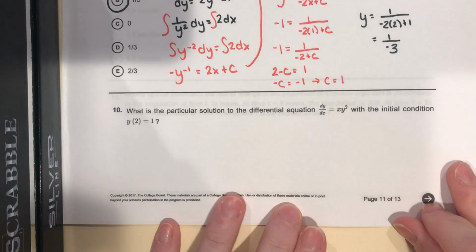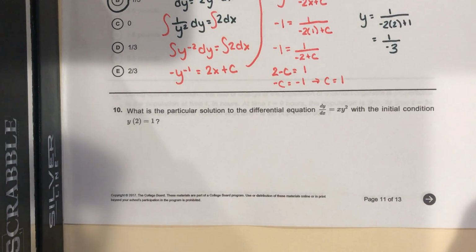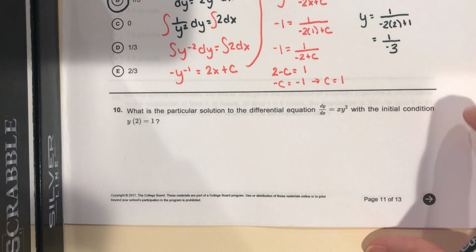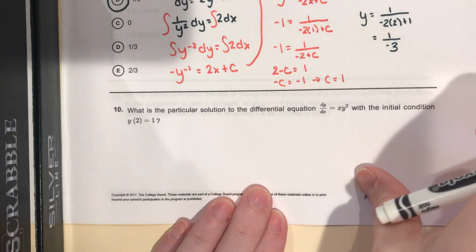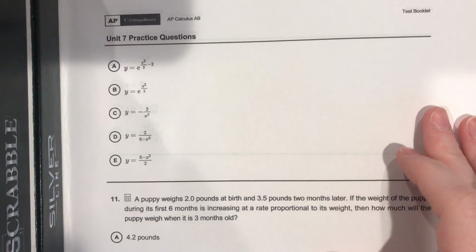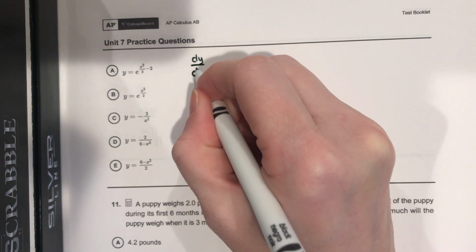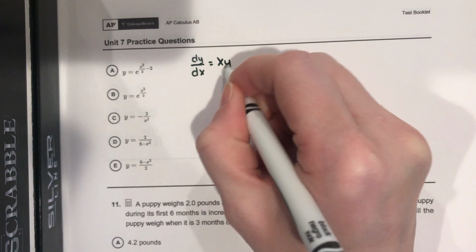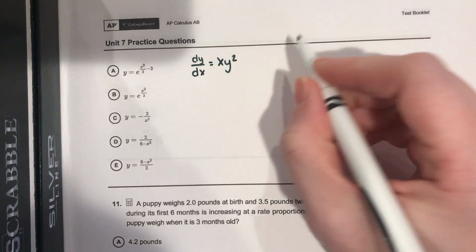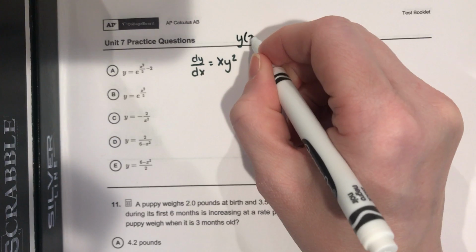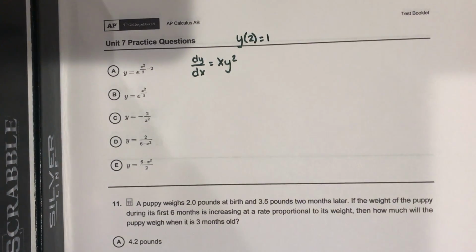Okay, number 10. What is the particular solution to the differential equation dy dx equals xy squared when the initial condition y of 2 equals 1? Okay, so I'm going to move this to the next page so I can see the answers at the same time. So I'm going to go to the next page and rewrite the problem. Dy dx equals xy squared. And then I'm going to write the particular solution. Y of 2 equals 1.